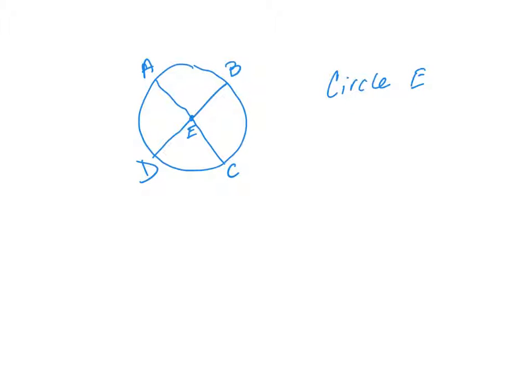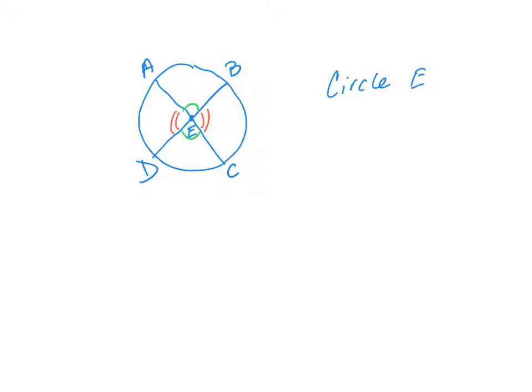Since E is the center of the circle, all of the rules that we've learned for angles are true anyway. What do we know about angles that form an X? So when angles form an X, we know that the ones that are opposite of each other are congruent. So that's equal and that's equal, right?